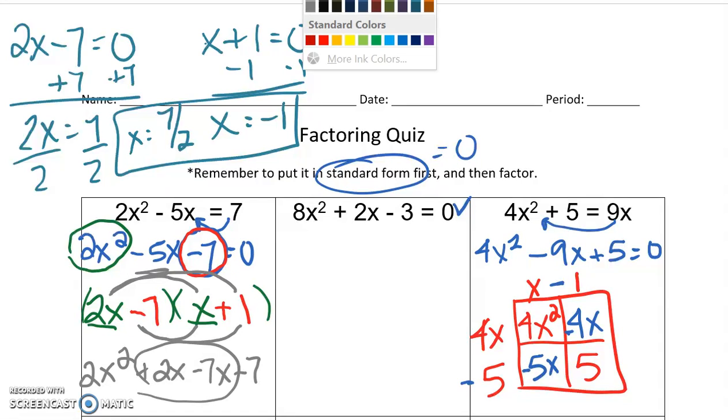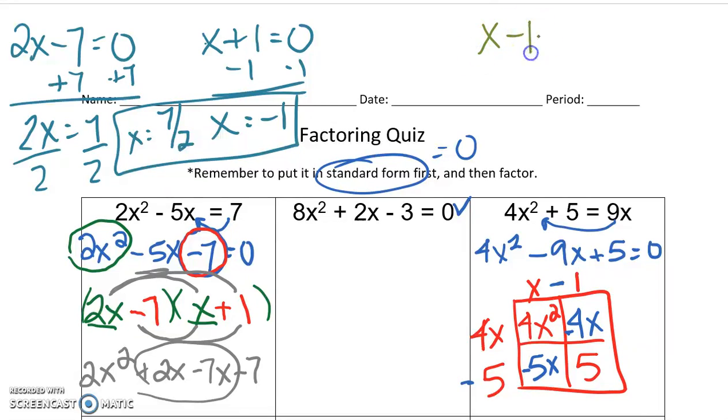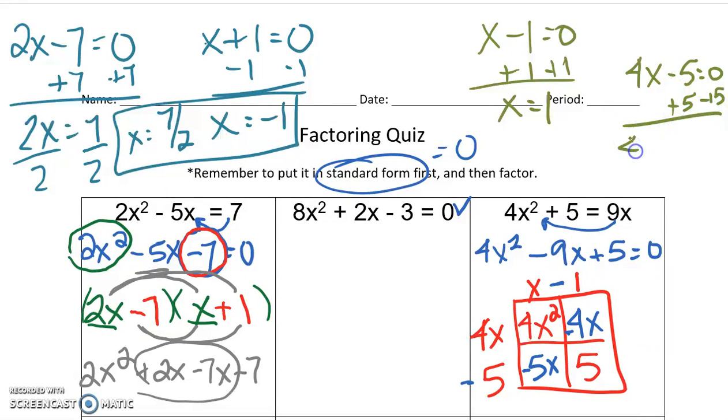So here, my factors are x minus 1 equals 0, x equals 1, and then 4x minus 5 equals 0, so x equals 5 over 4.